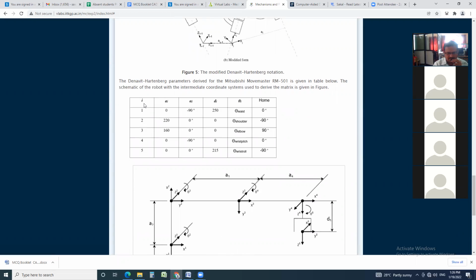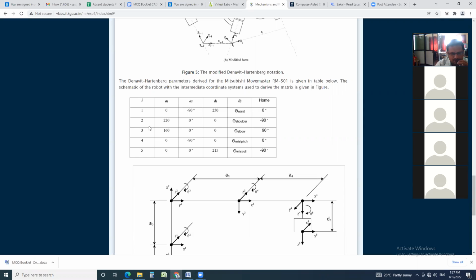Now the table consists of different columns: i, ai, alpha i, di, theta i, home. Now for i equal to 1, ai is equal to 0, alpha i minus 90 degrees, di 250, theta i theta waist, and home it is 0 degrees. Similarly, for different values of i, that is 2, 3, 4, 5, these are the values of ai, alpha i, di, theta i, and home.